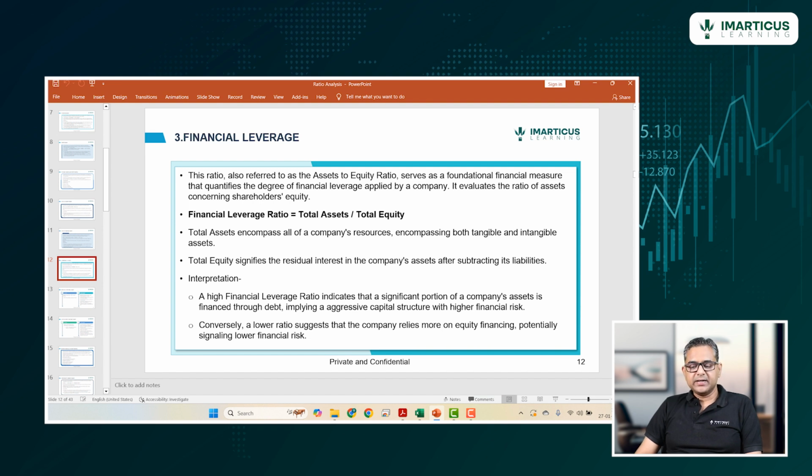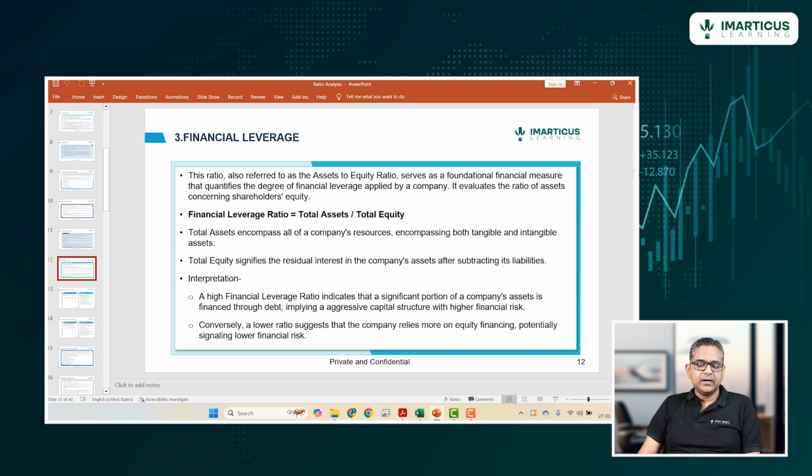Total equity signifies the residual interest in the company's assets after subtracting its liabilities. So total shareholders' equity is like the owner's claim after the company has paid off the liabilities. Net residual claim, or we can also say net assets, that is total equity. So when we divide total assets by total equity, we get the financial leverage ratio.